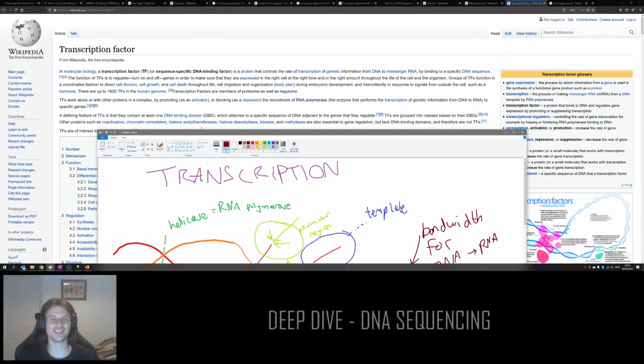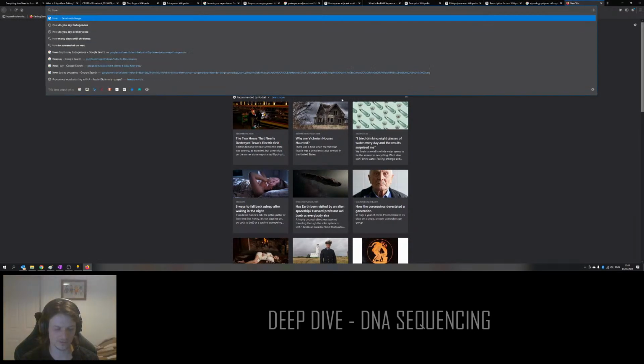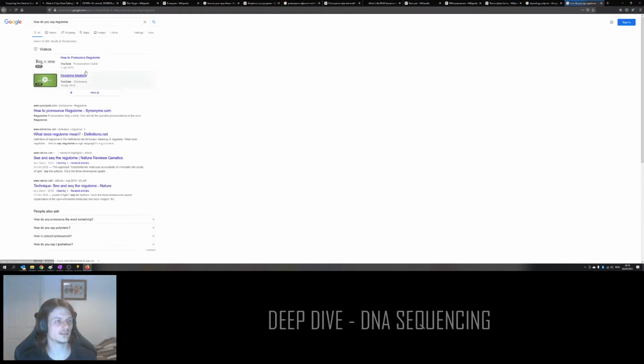Cell migration and organization of the body plan during embryonic development, and intermittently in response to signals from outside the cell, such as a hormone. There are up to 1,600 transcription factors in the human genome. Transcription factors are members of a proteome as well as a regulome. That word doesn't sound right. How do you say that?